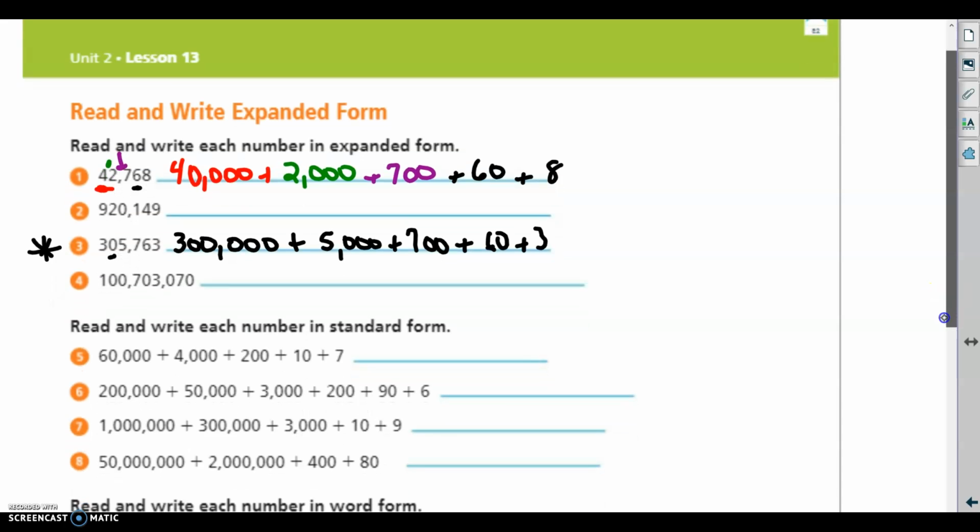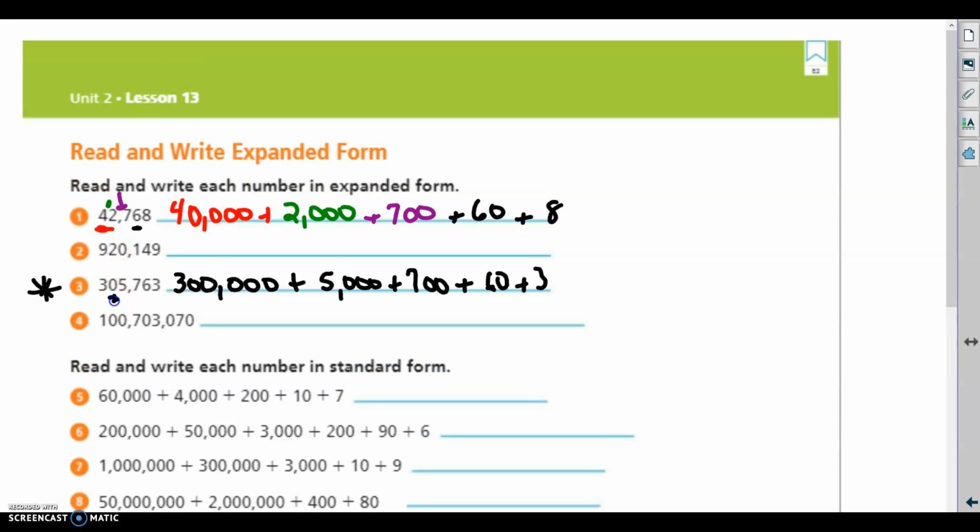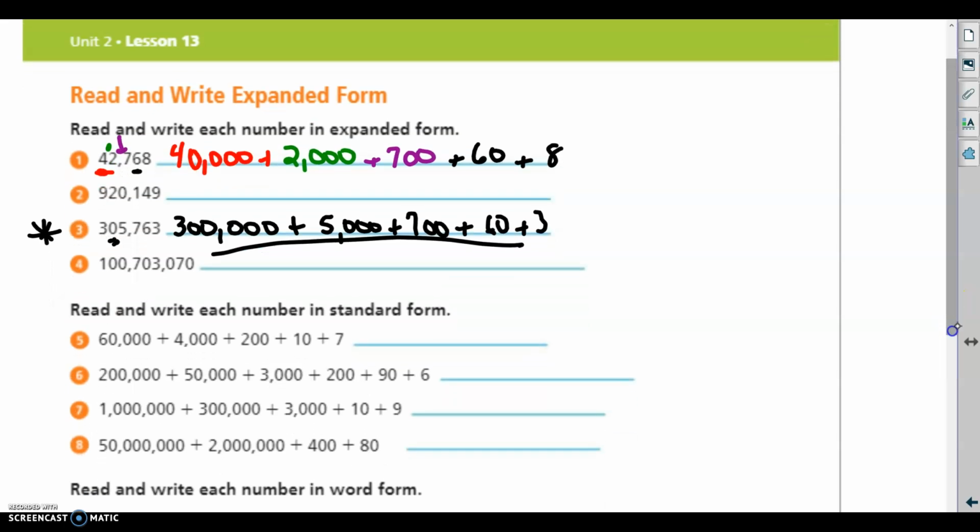The next section, now they've given it to us in expanded form, and they want us to write the number in standard form. Standard form is just your regular old normal number. Now, for me, I find it confusing sometimes because sometimes they leave numbers out. Like in number 3 up above, there was a 0 there. And if you just looked at the numbers over on this side, you might not have realized that there was a 0 in the middle there, and you could get off a little bit.